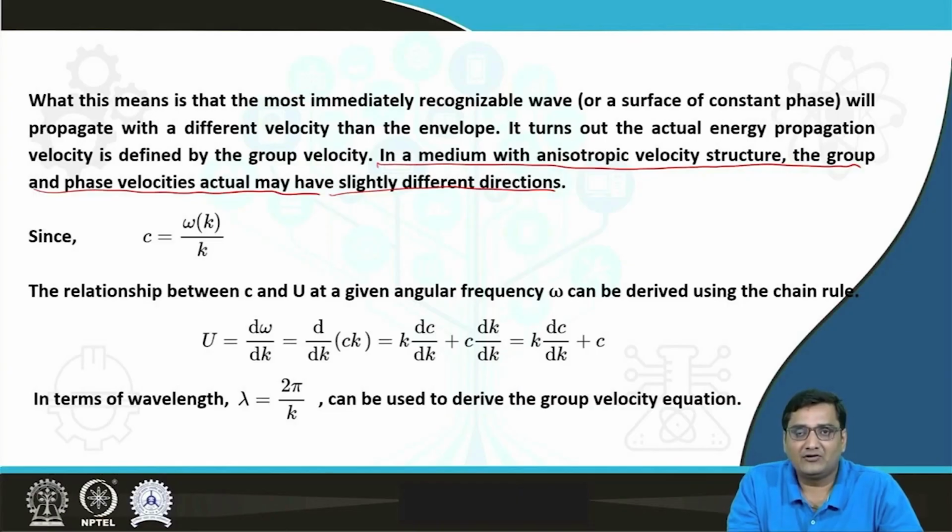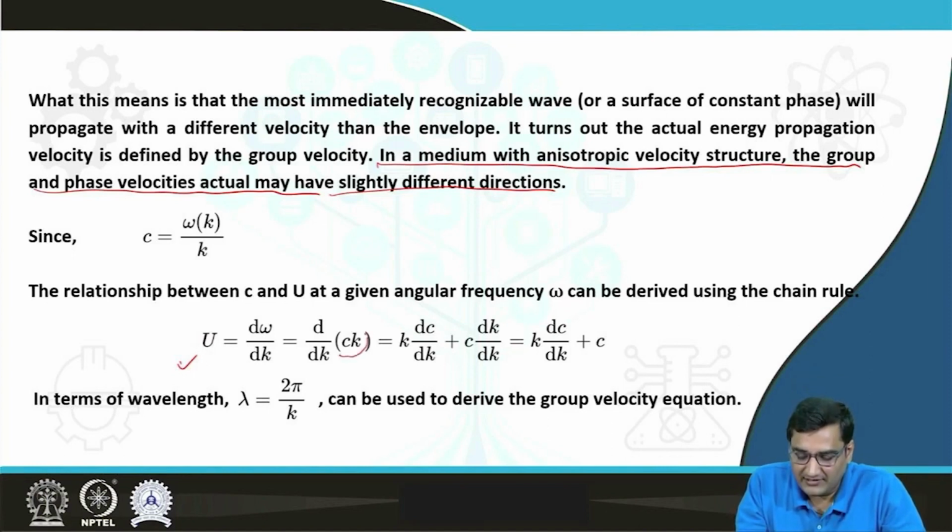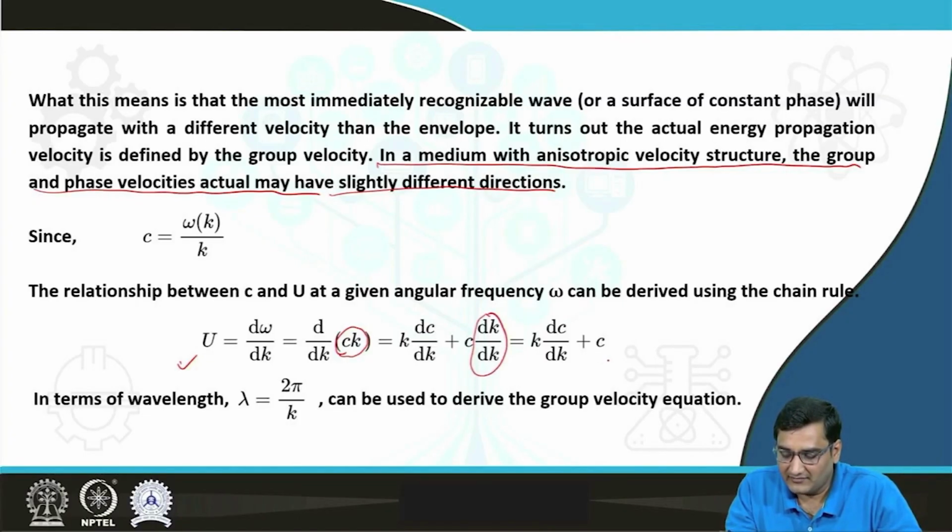And if we want to find the relationship between the phase velocity c and the group velocity U, it can be traced like this, where let's suppose U = dω/dk, and ω can be written as ck, so d/dk of ck. When we differentiate ck with respect to k, we can use the chain rule. Then what you get is k dc/dk plus c dk/dk, and this will be equal to 1. What you will get is c + k dc/dk.